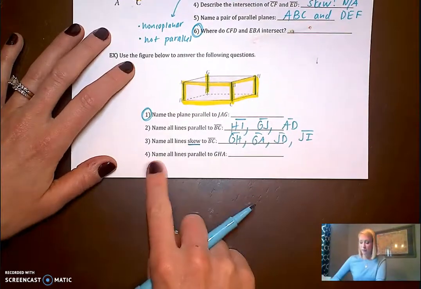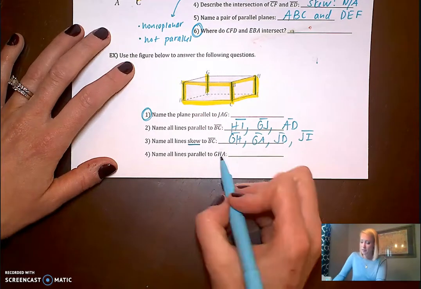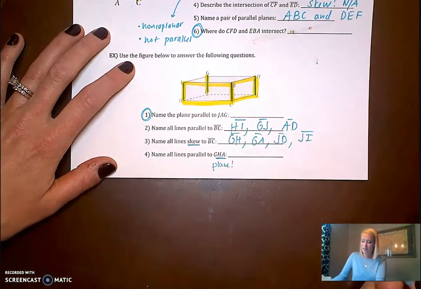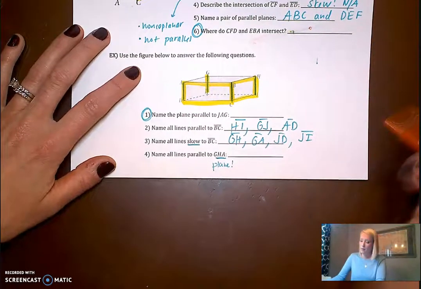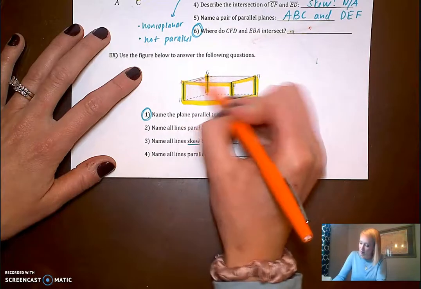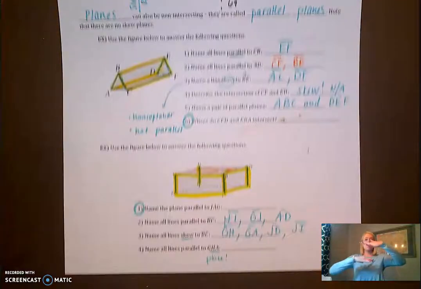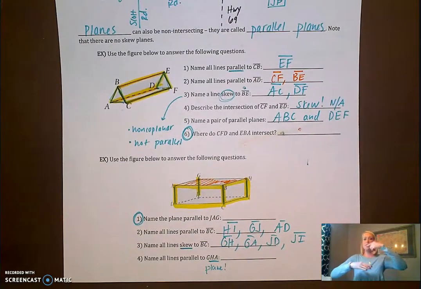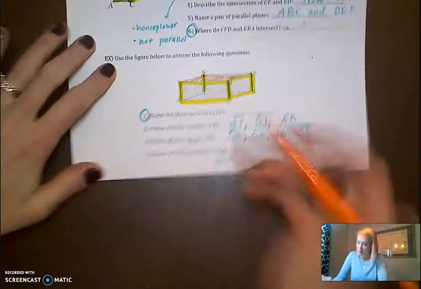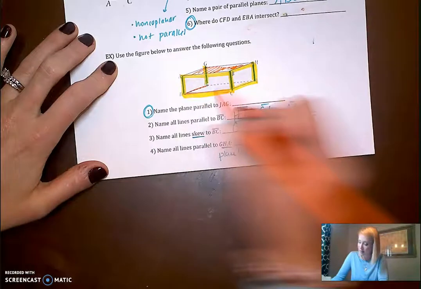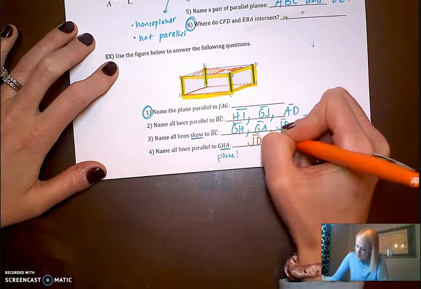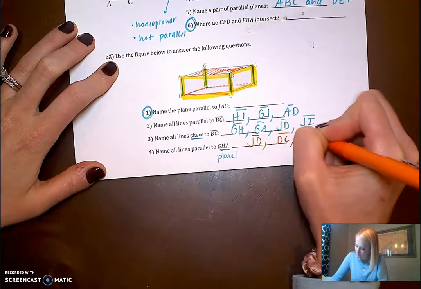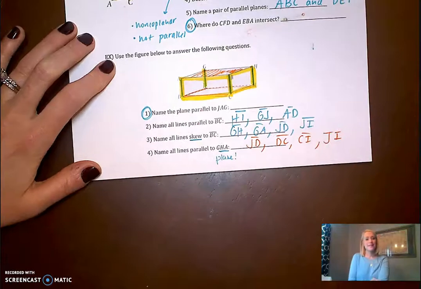All right, last question. Number 4, name all the lines parallel to, this is a plane, because it's 3 letters, plane GHA. So you got to figure out what side of the box is that. GHA, that's the top. So top and bottom are going to be parallel. So all the segments on the bottom of the plane are parallel to the top. So that would be JD, DC, CI, and JI. All right, that's lesson 2.